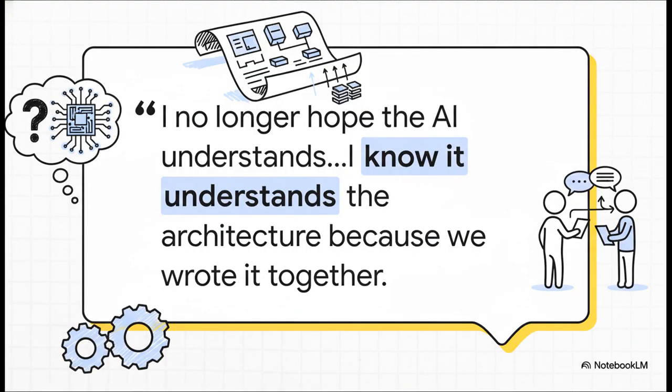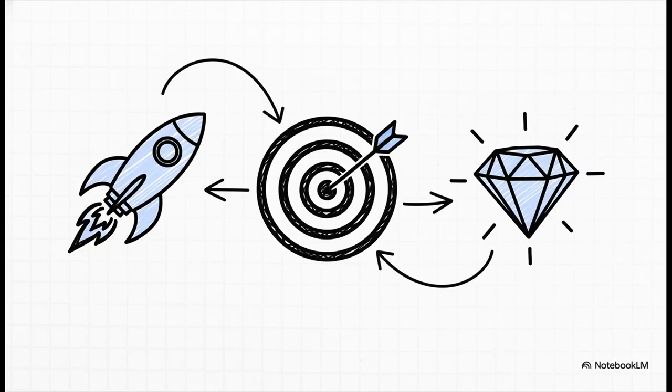This quote from the author of the piece, Yoav Abrahami, I think it just perfectly sums up the whole thing. It's about moving away from just hoping the AI gets the vibe of your project to knowing it understands the architecture. Why? Because you wrote the history of that architecture together. And really, that's the ultimate result here. When you create this shared brain, this collaborative history for your project, the whole development process just transforms. Things move faster, the quality of the code is way higher, and maybe most importantly, the whole thing becomes predictable. No more wild goose chases.